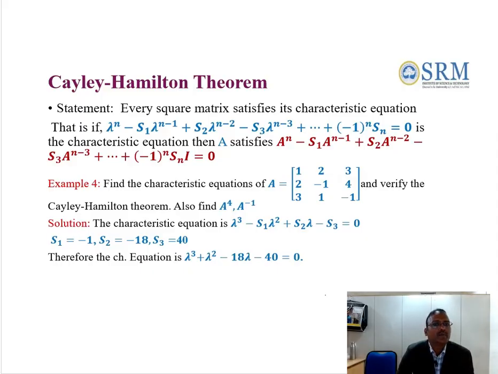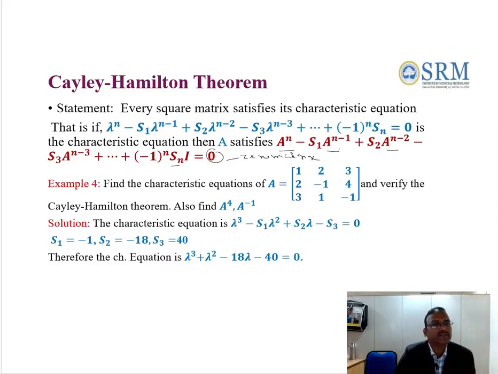Okay. Now, the above theorem says that if you replace lambda by A, we will have the 0 matrix, that is A power n minus s1 A power n minus 1 plus s2 A power n minus 2 and so on, and then Sn into I, which is equal to the 0 matrix, okay, right. This is the Cayley-Hamilton theorem, a very useful theorem, right.